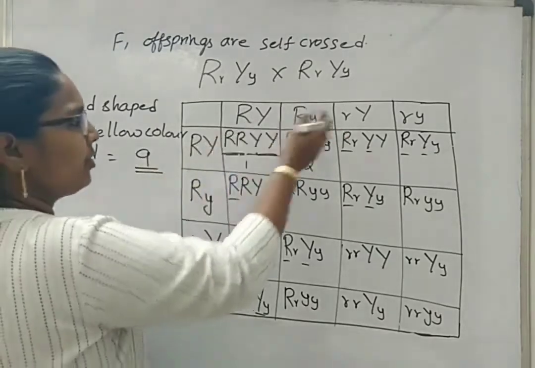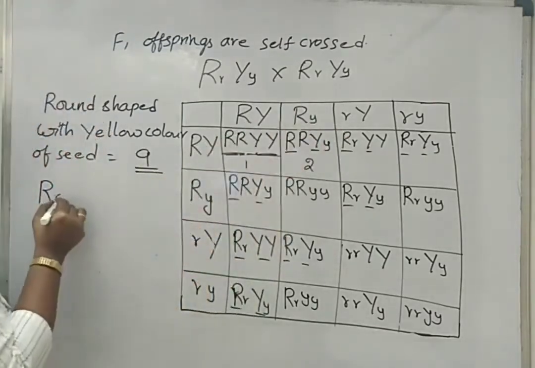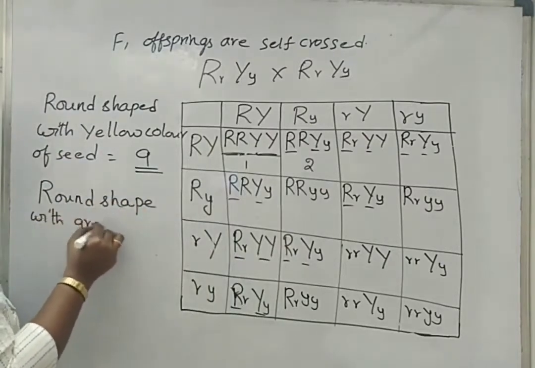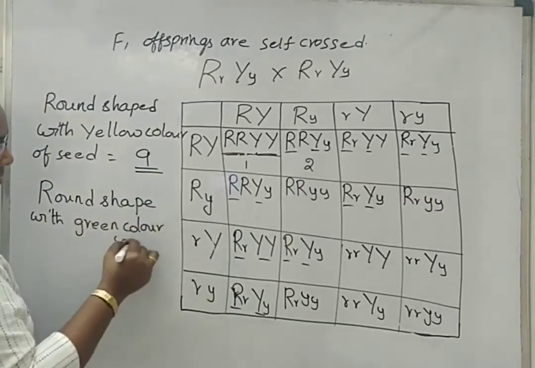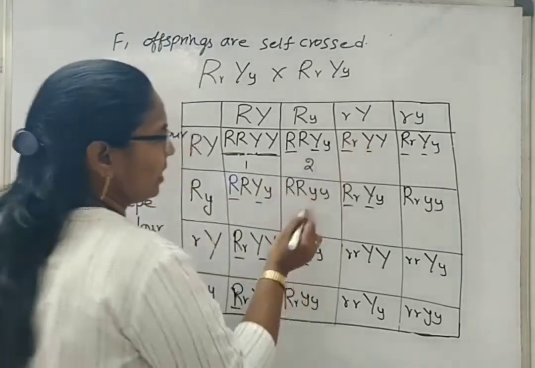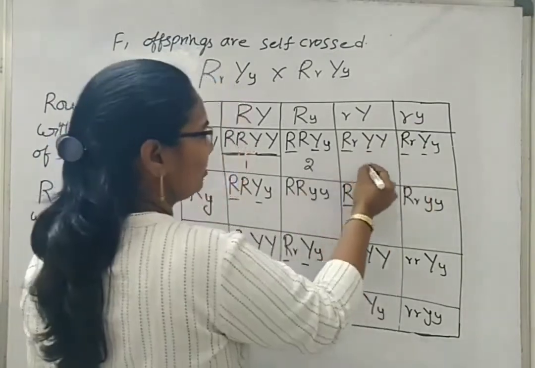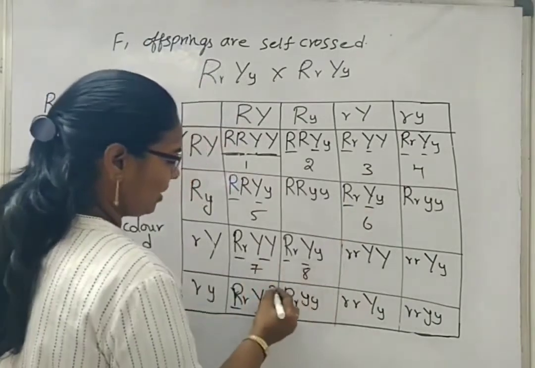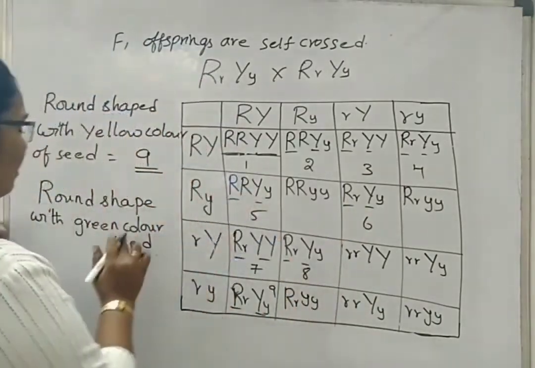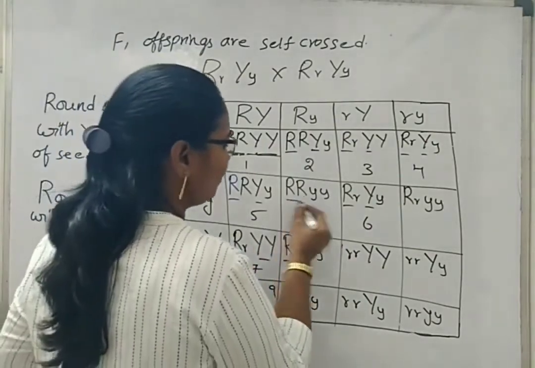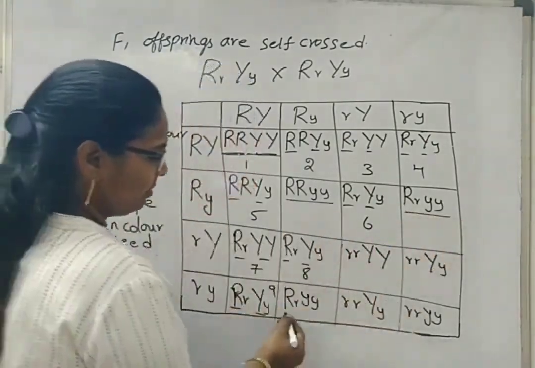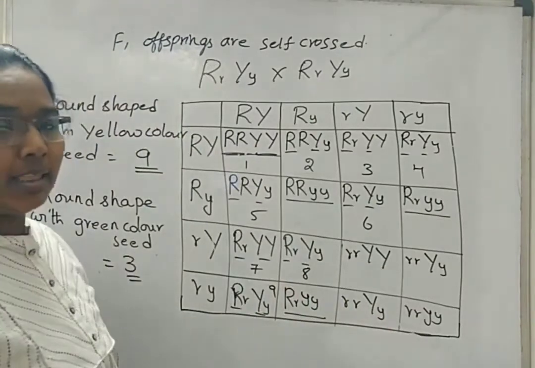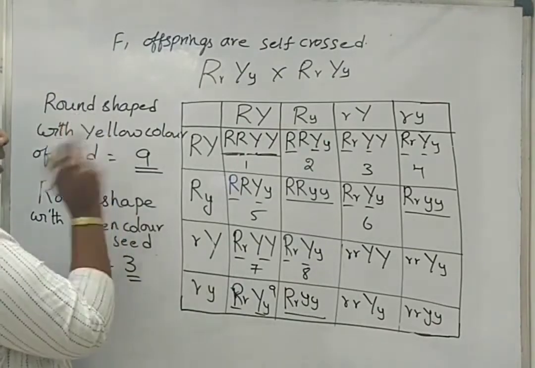Now, how many of them are expressing, according to the gametes, first of all, we'll see, round shape with green color seed. How many are there? Round shape with green color. So 1, 2, 3, 4, 5, 6, 7, 8, 9. This one we have seen just before. Now, round shaped with green color, we can write 1, 2, 3. So their number is 3. They are not like that of parent. Parent is having phenotypically round shaped yellow color expression.